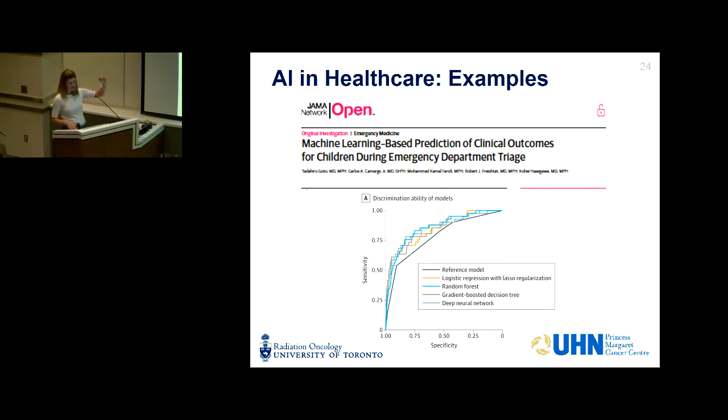All these others are various machine learning algorithms. And all of these performed better, maybe only marginally better, but all of them performed better than the conventional technique in discriminating between children who needed to be triaged urgently, like as higher priority, versus those who could have been triaged as lower priority. So the intention of this model is to avoid the under-triaging of critically ill children.